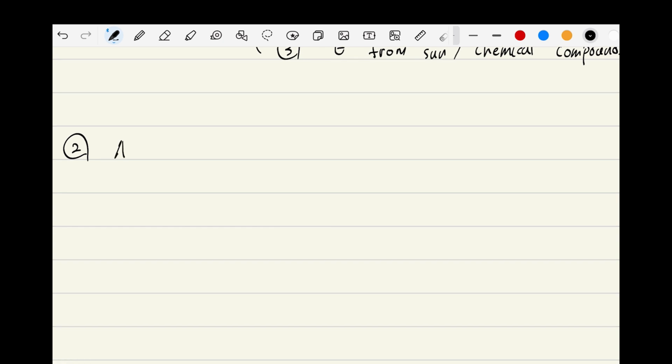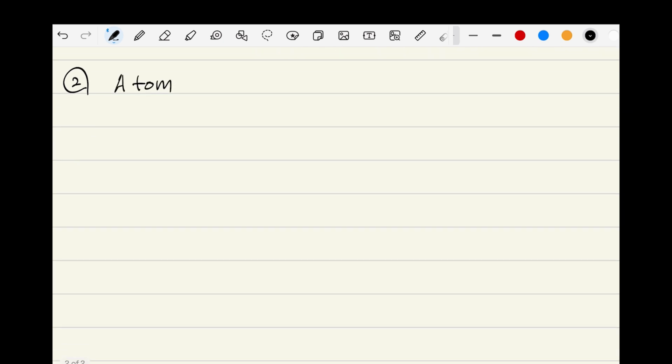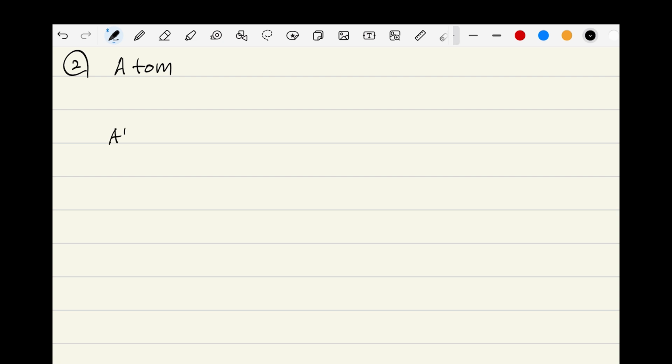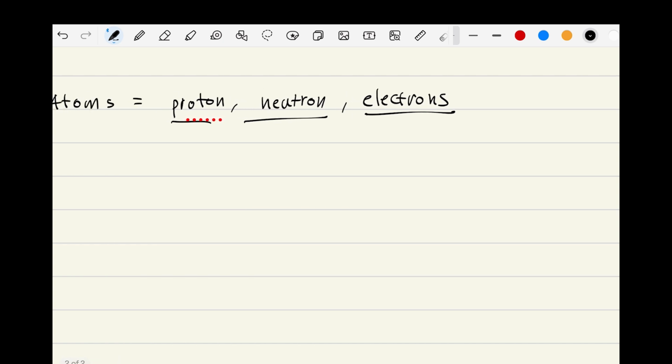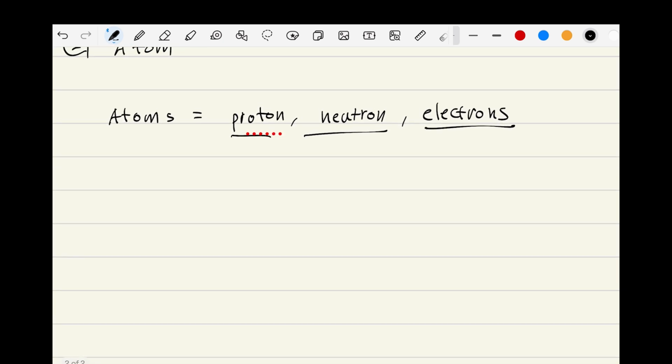Let's talk about the second part of Chapter 1. The second part talks about atoms. So atoms are made of protons, neutrons, and electrons. Not all atoms have neutrons, but most atoms have protons, neutrons, and electrons.